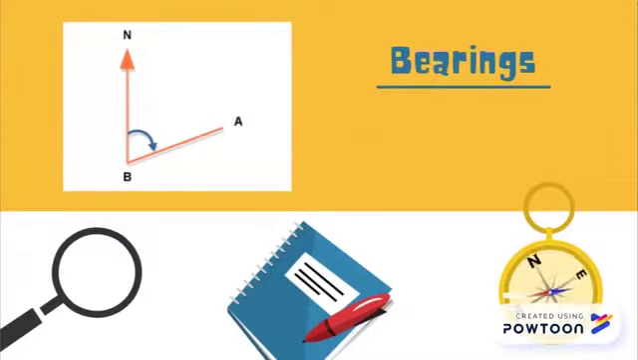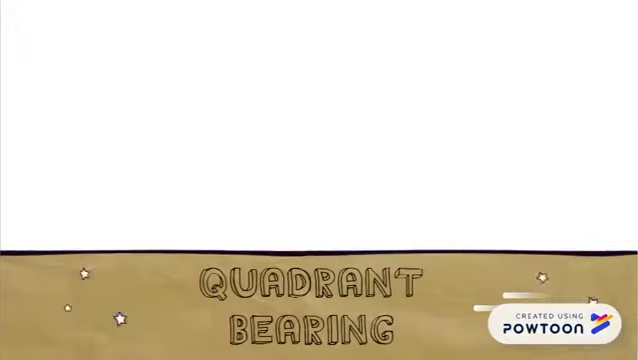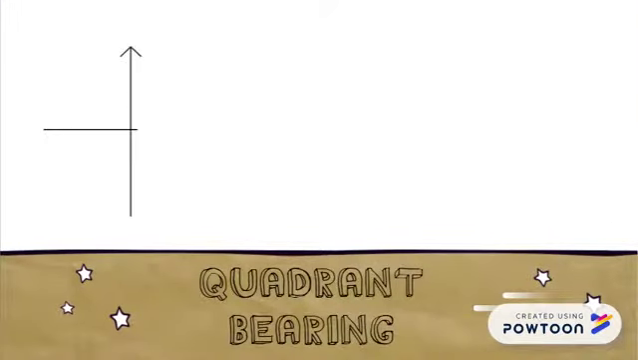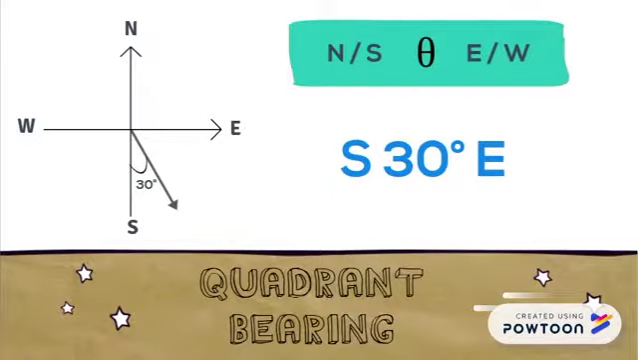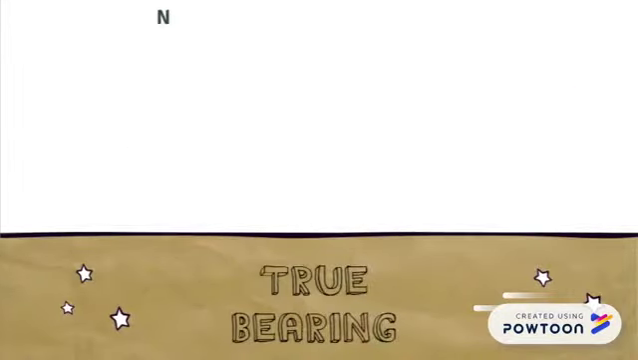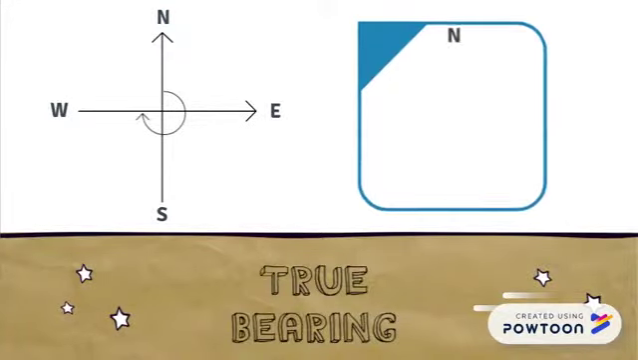Bearing can be in two forms, quadrant bearing and true bearing. Quadrant bearing divides the bearing by quarters. Measurement is read with respect to either north or south, then the angle towards either east or west. For example, this bearing reads south 30 degrees east. True bearing begins from the north point and encompasses an angle in a clockwise direction. For example, this angle just reads 210 degrees.